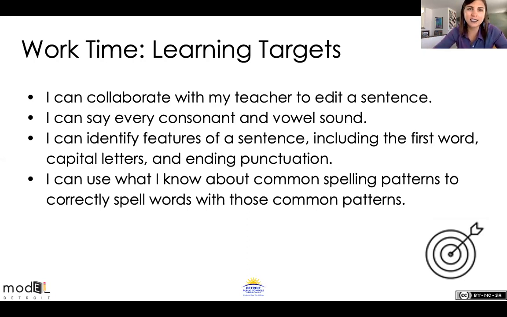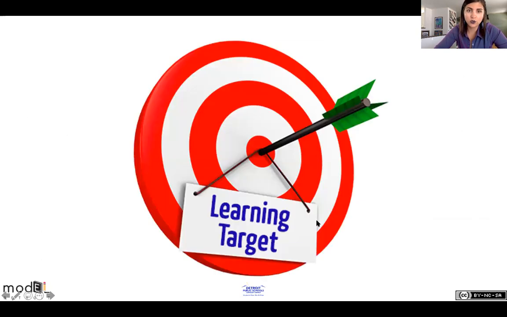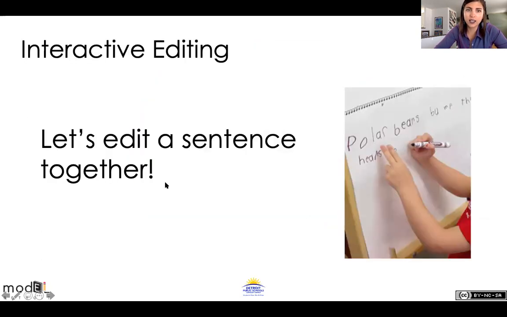Awesome. So it seems like we are going to be editing a sentence together. You guys are going to collaborate with me. You can collaborate with your teacher to edit a sentence. In the sentence, we're going to say every consonant and vowel sound. We are going to identify the first word, capital letter, and ending punctuation. And we're going to use what we know about common spelling patterns to correctly spell words. So let's edit a sentence together.